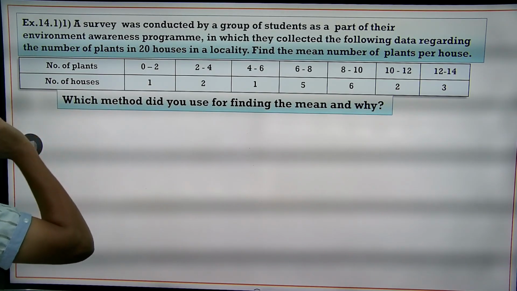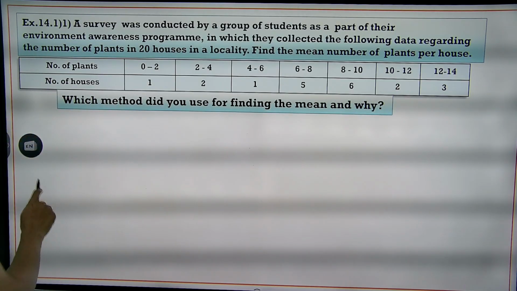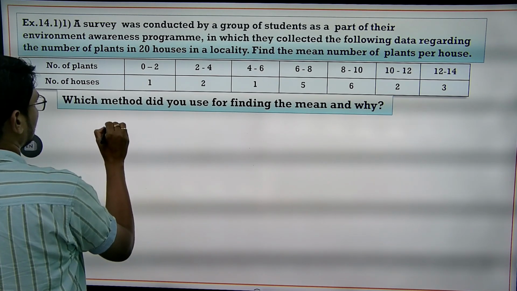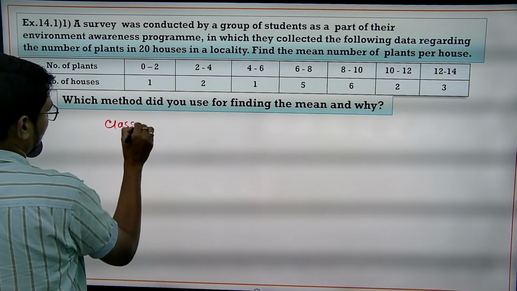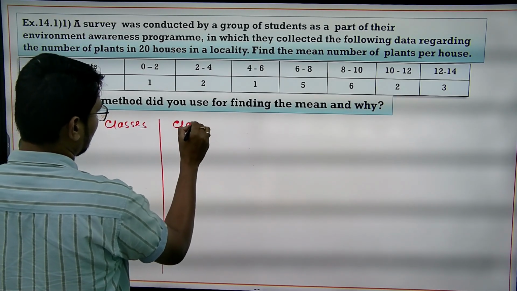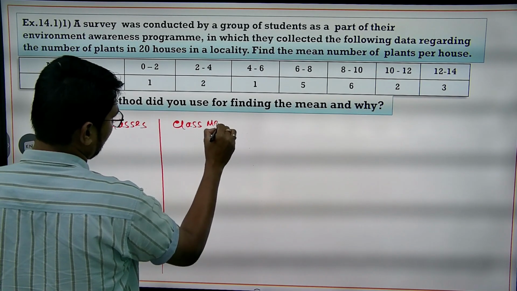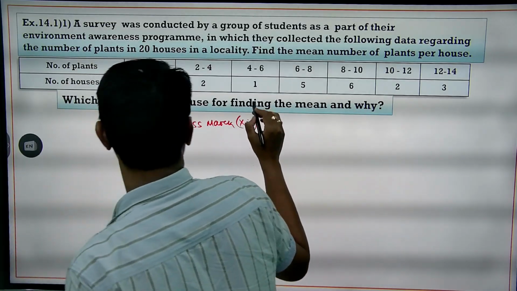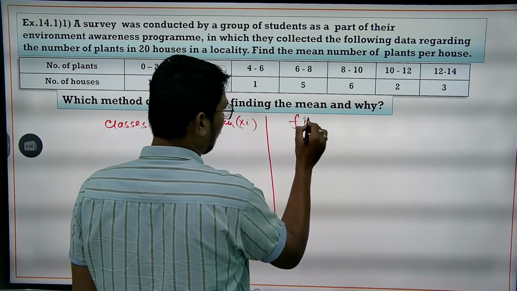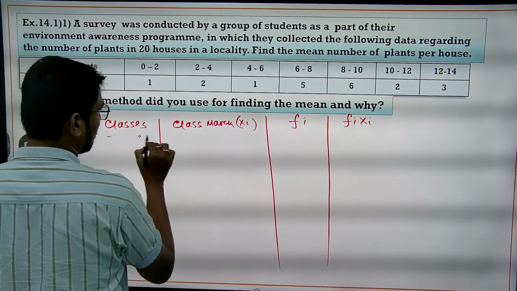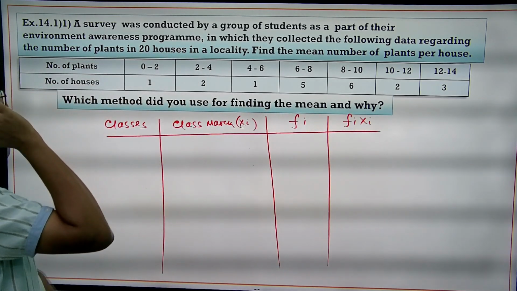So, to find this, children, how many columns do we have to prepare? Tell me. 4. So what will we write in the first column? Classes. Next column? Class mark. You can write xi directly, no matter. Next, frequency fi I am writing, fi column, and the last one is fi xi. Okay?